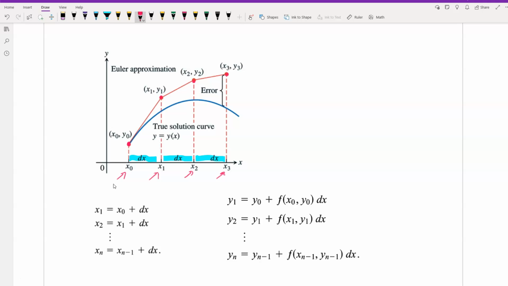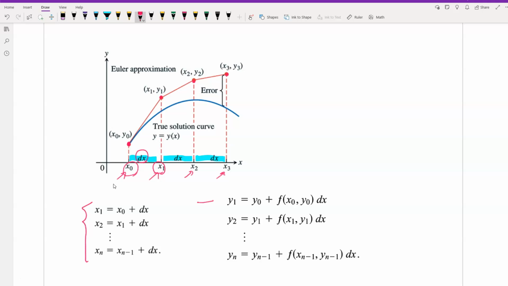So finding x1, x2, up to xn: x1 is equal to x sub 0 plus dx. x sub 2 is equal to x1 plus dx, up to xn equal to xn minus 1 plus dx.